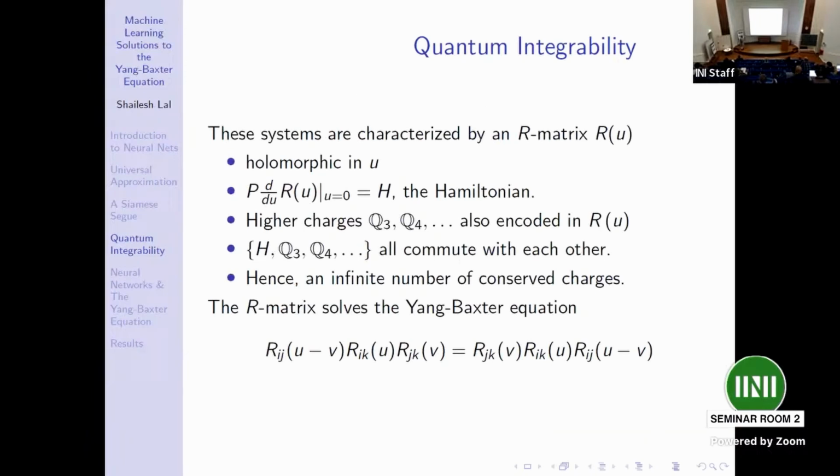And like Alessandro covered for us very nicely in the previous talk, these systems are really characterized by an R matrix, which again now obeys some axiomatic properties, right? It's a holomorphic function, and simplified again to difference form. It has a constraint on the derivative, which tells you what the Hamiltonian should be. And higher charges can also be extracted from here, right? So really, it's this abstract-looking equation, which, if you think about it, is not very different from that Siamese object that we had earlier.